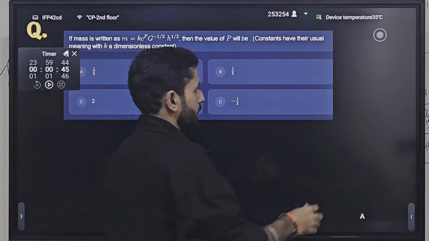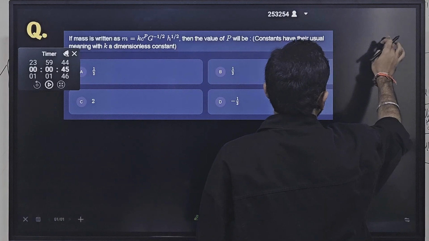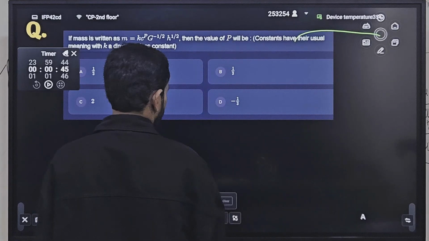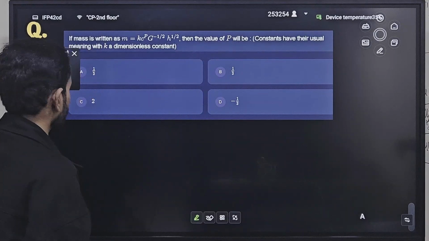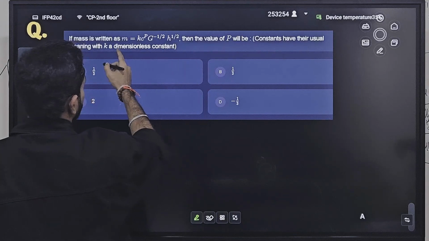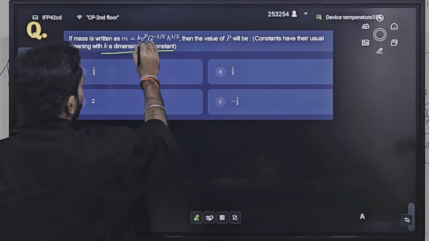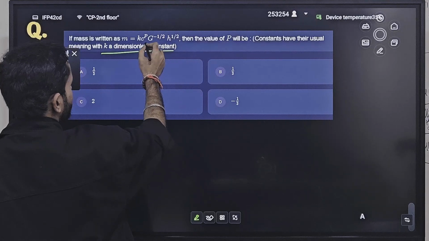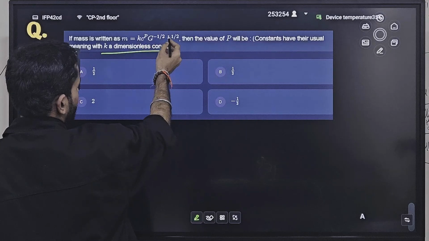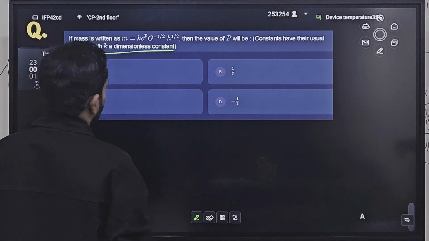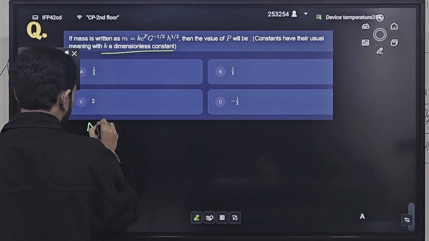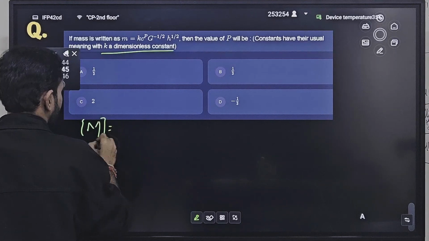See, again, let's take up the pen. Fine. Let's see what the question is. If the mass is written as K, what is K here? K is a dimensionless constant, doesn't matter. C, with the usual meaning, is the speed of light. G is the gravitation constant. H is the Planck constant. That means you have to find the value of P. First, we write the dimensions. On the left hand side, it is very clear, it is mass.